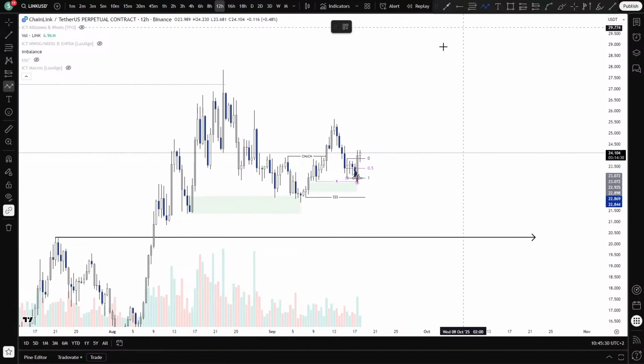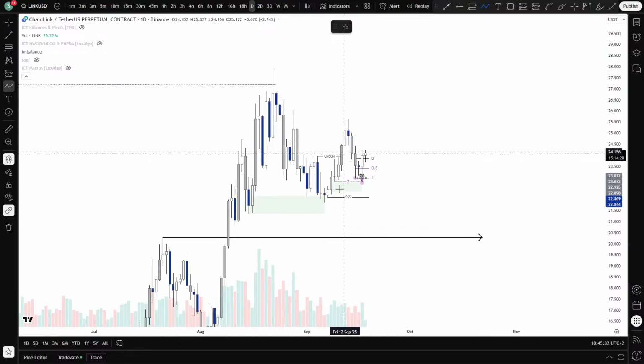So we got a reaction from that, and as you can see right here, this is your last daily structure high that brought you towards this low. If you're gonna break that, your trend has switched from bearish to bullish and you expect higher lows and higher highs.